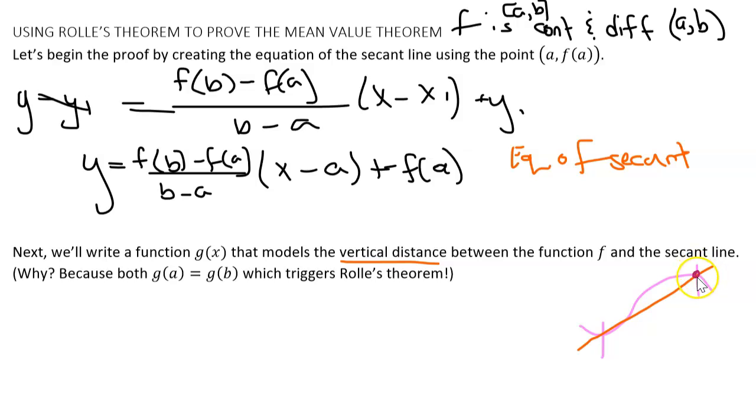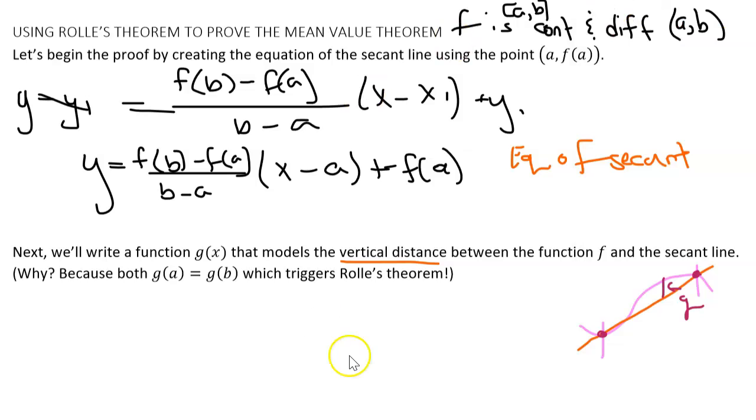We care about the vertical distance because the vertical distance will trigger Rolle's theorem. We know that at this endpoint and this endpoint, the vertical distance is both 0. And since it starts and ends with a vertical distance of 0, we can find a critical value in between where the derivative is equal to 0. And so this is going to be our proof. So g is our vertical distance.